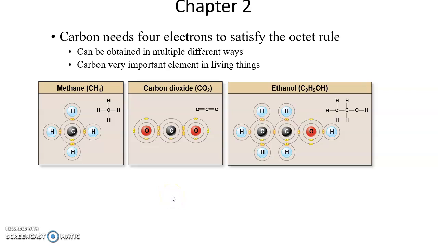Carbon is very important for living things, and carbon needs 4 electrons to satisfy the octet rule. It only has 4 electrons in its outermost shell, so it needs to share to acquire 4 more electrons. And it can do this by a variety of ways. It can, say, bond with 4 different hydrogen atoms, sharing 1 electron with each hydrogen atom. That would be methane, CH4. It could, say, double bond with 2 oxygen atoms, giving you carbon dioxide.